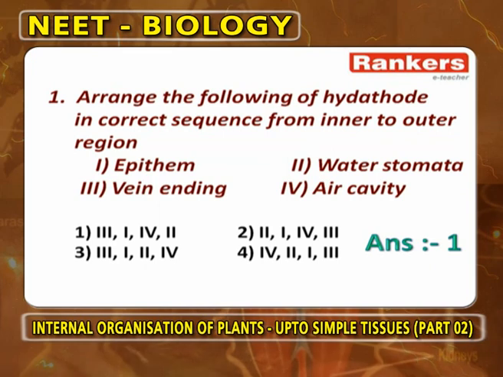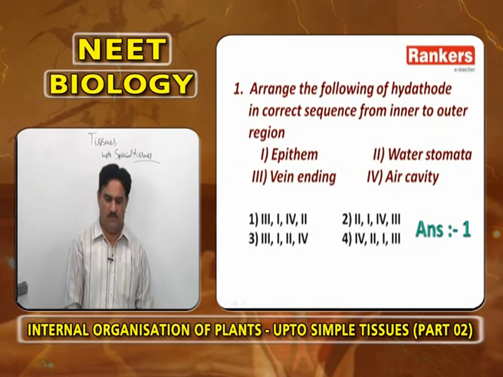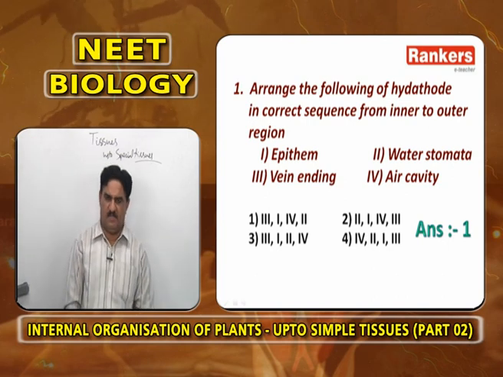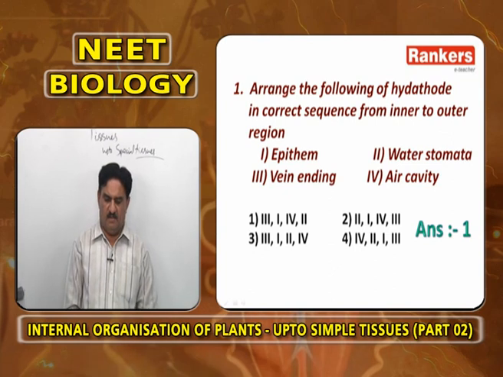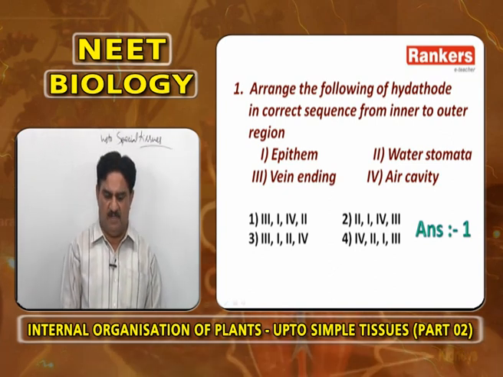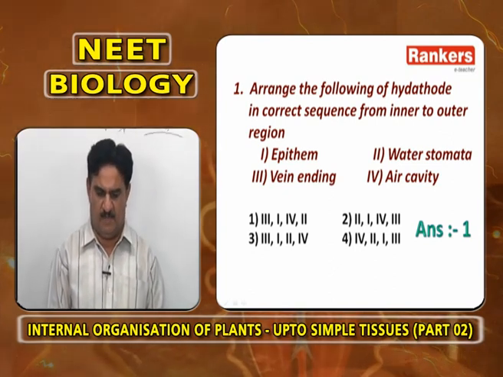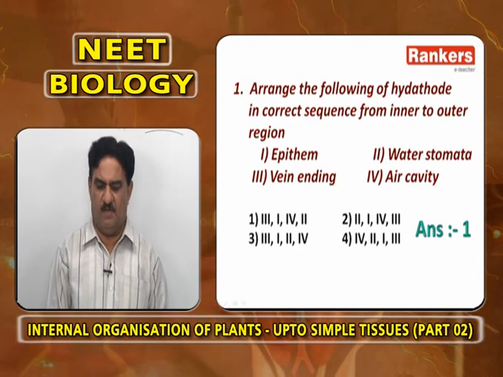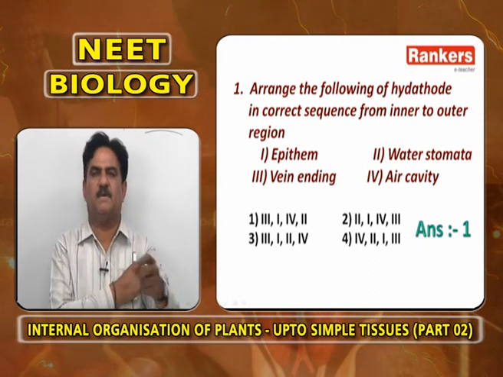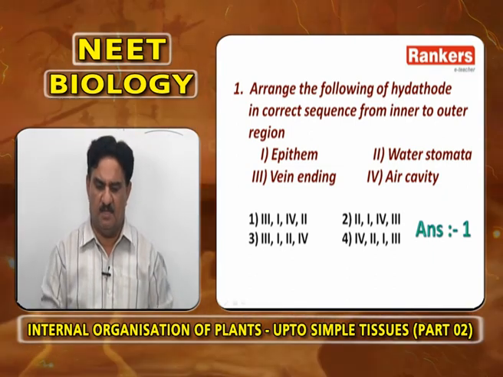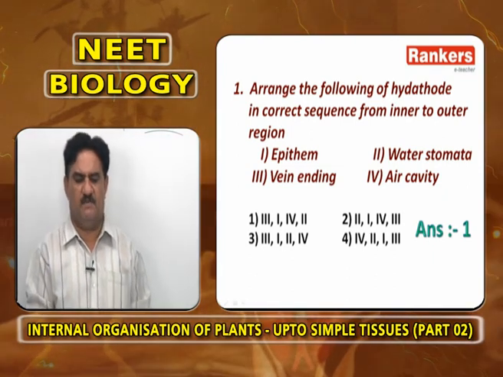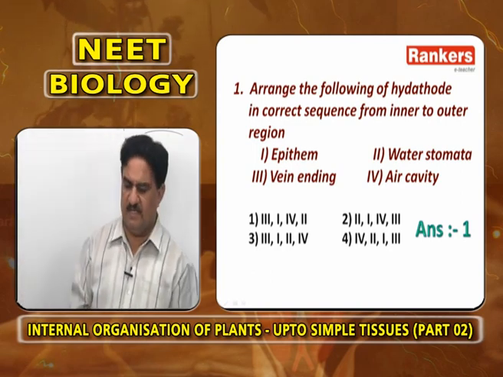And the answer here is the first option, 3, 1, 4, 2. This is from inner to outer side. First vein ending. Then epithem, since the vein ending is enclosed in the parenchyma. Then 4, air cavity. Then water stomata. Water stomata means permanently opened or non-functional guard cells. This is the arrangement of the hydathode in the correct sequence from inner to outer region.